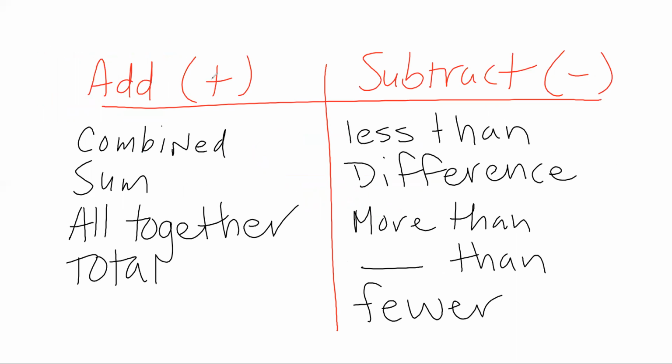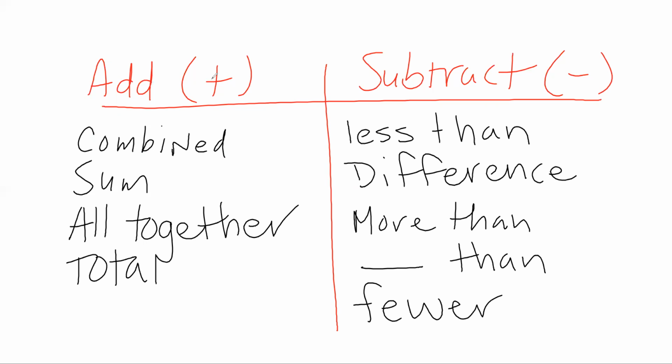But there are words that tell us we're going to do certain things. For example, in addition, when we're adding numbers, like combined, we just saw that. Sum, we should know that by now, right? Let's make sure we know the sum of two numbers is what happens when we add them together. All together works, total. Again, these aren't all the words for addition. These are some to be paying attention to.